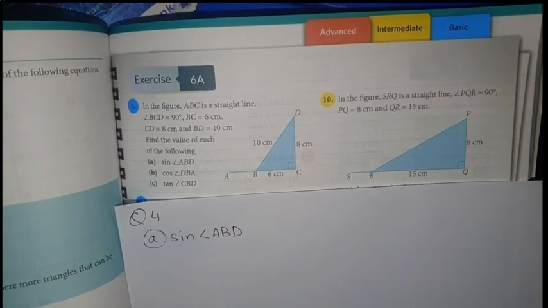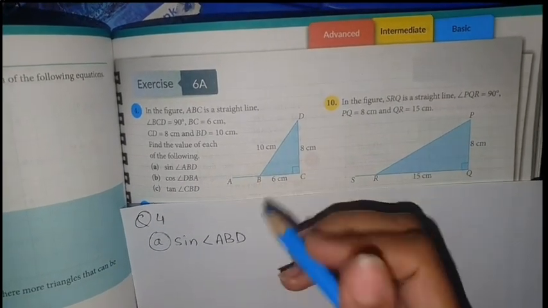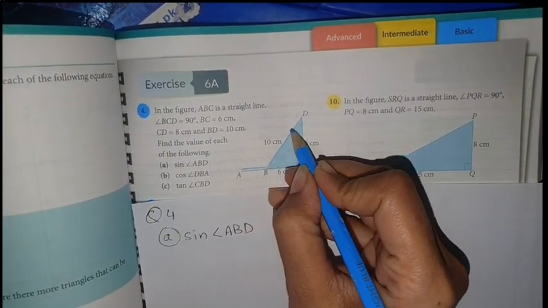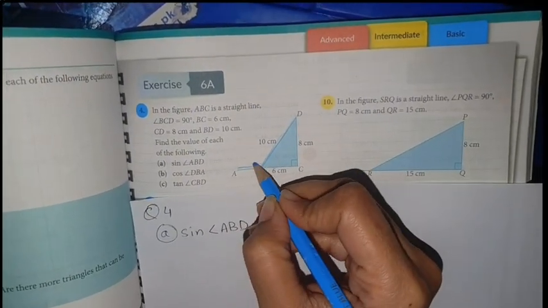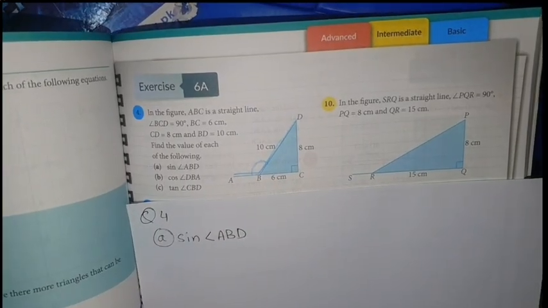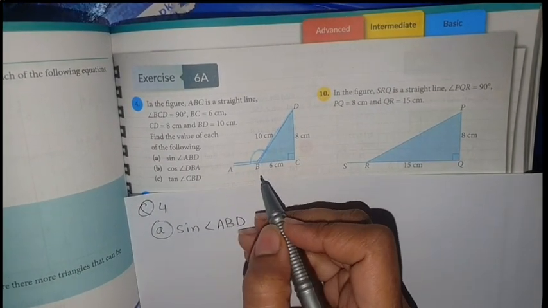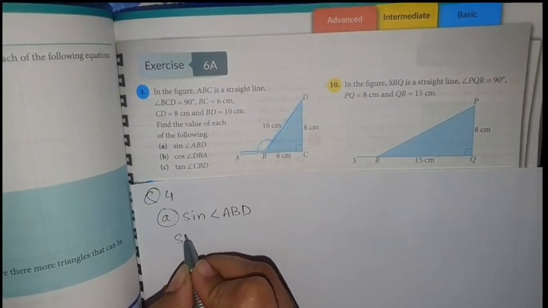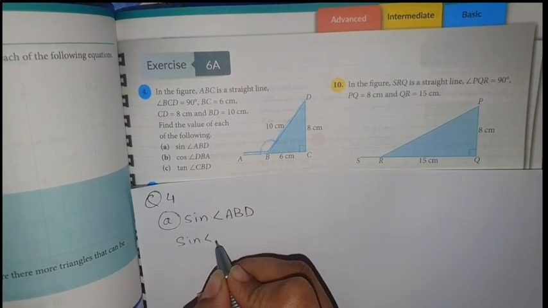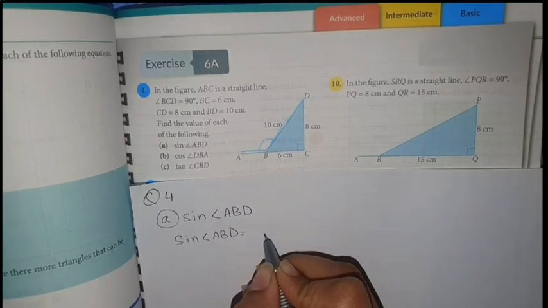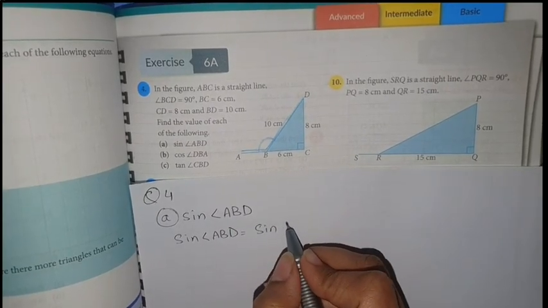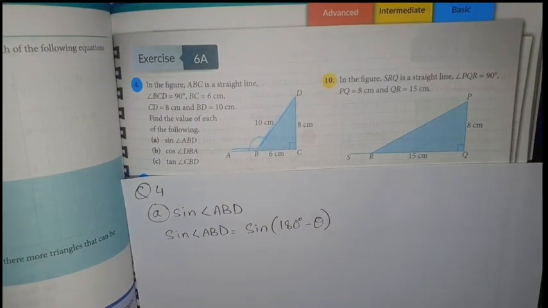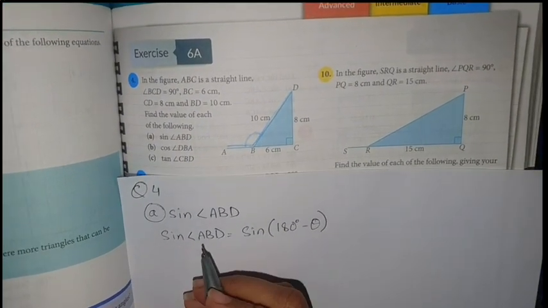Where is angle ABD? First of all, I'm marking it with color. So this is angle ABD, and we have to find this angle. In order to find it, we have to use a sine formula: sine of angle ABD is equal to sine of 180 degrees minus theta. This is our formula that we have been using from the last three questions.